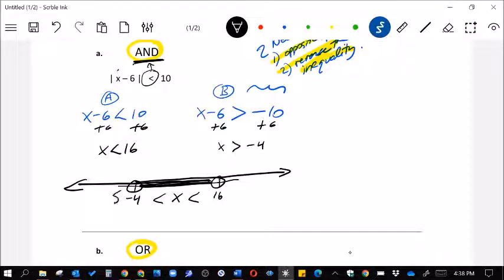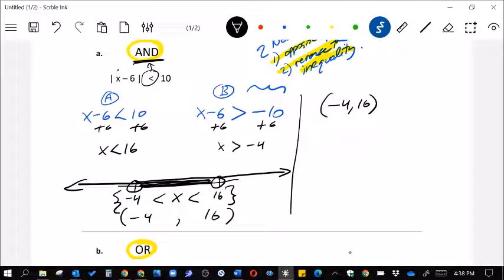I can do this as an answer, or I can recognize that this is going to be parentheses, negative 4, comma, 16, parentheses. So negative 4, comma, 16. This is interval notation by context. This is not a coordinate point on a graph this time. This is an interval saying from negative 4 to 16. So this is the solution to that.